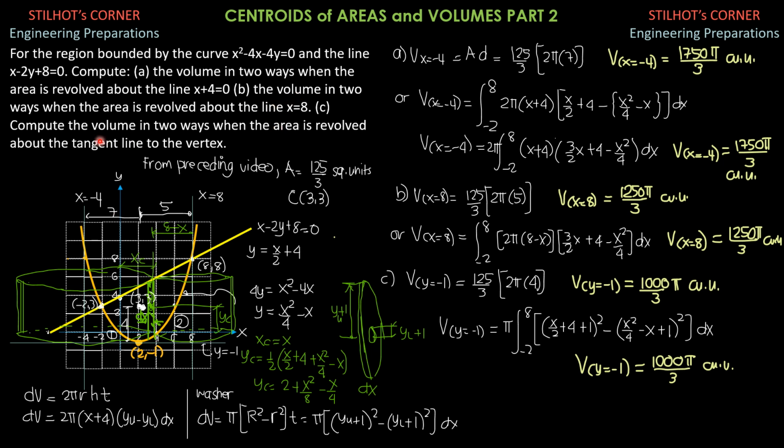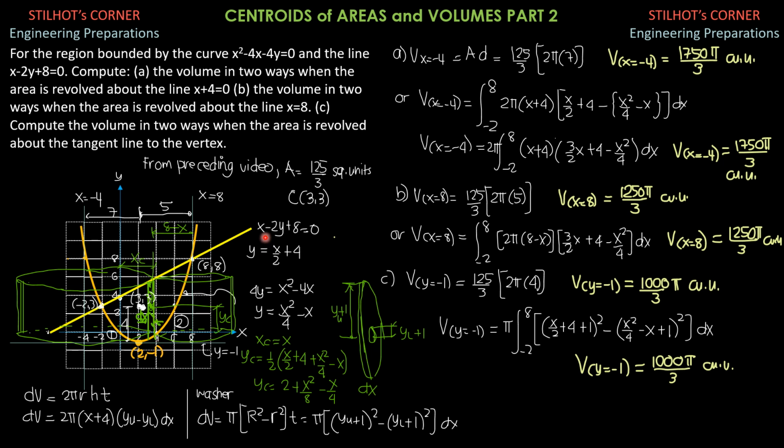Compute the volume in two ways when the area is revolved about the line x equals 8, which is this point here of intersection, this line, which is still applicable, especially the Pappus proposition 2, because it does not cross the area or the region.